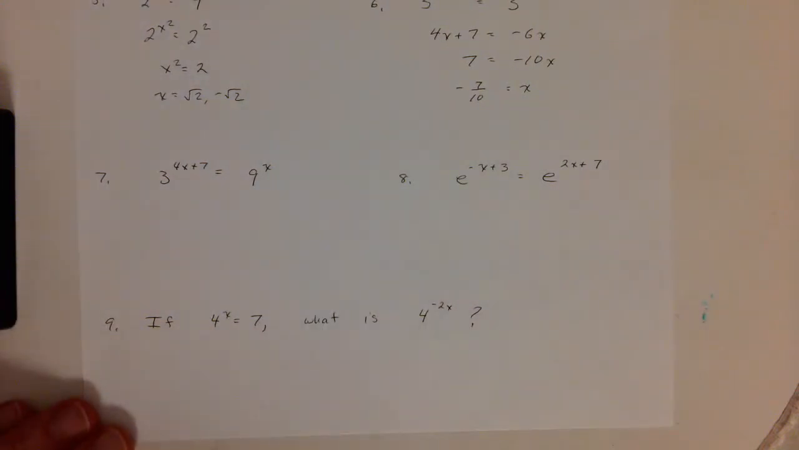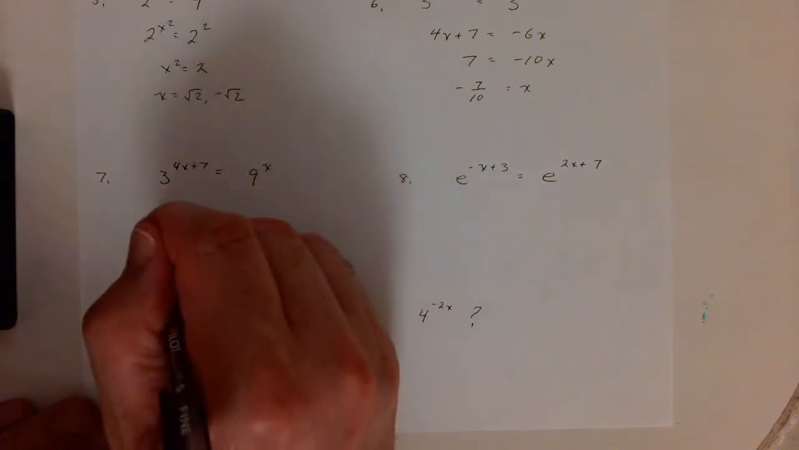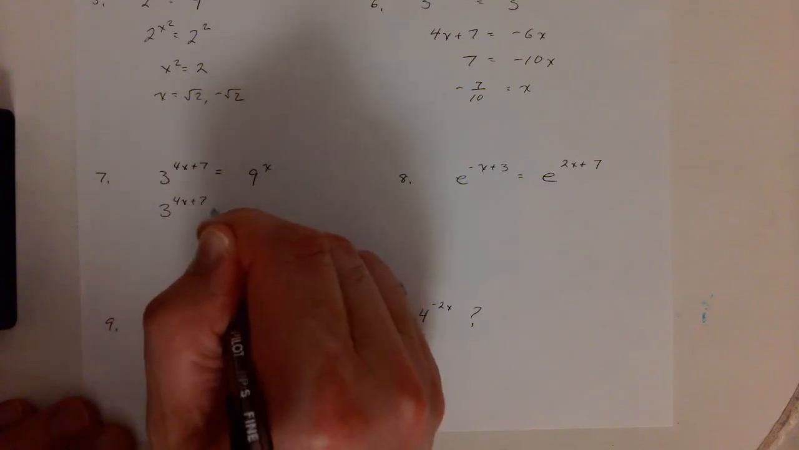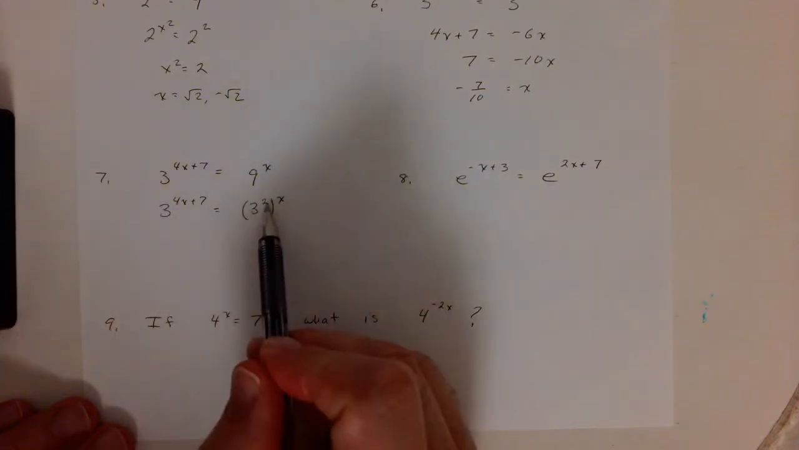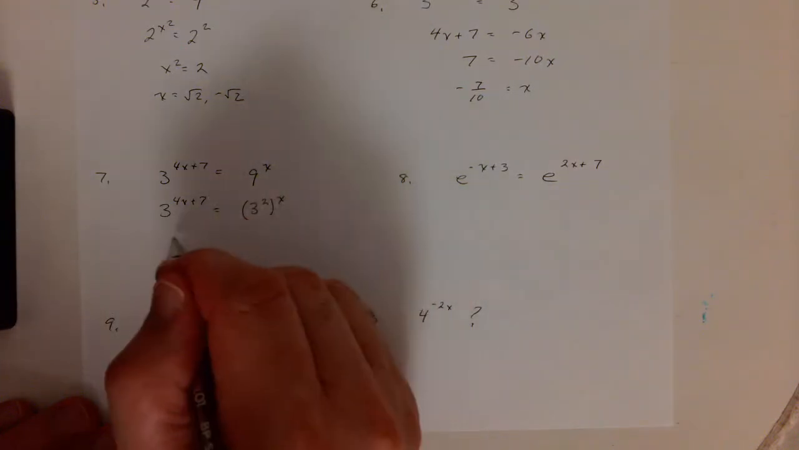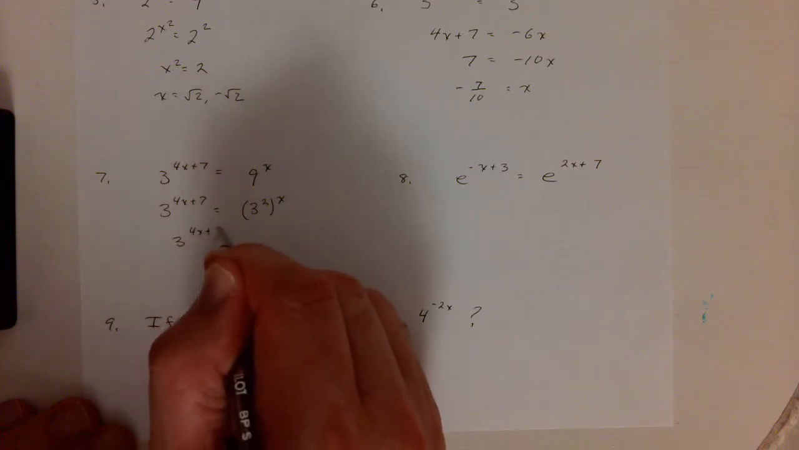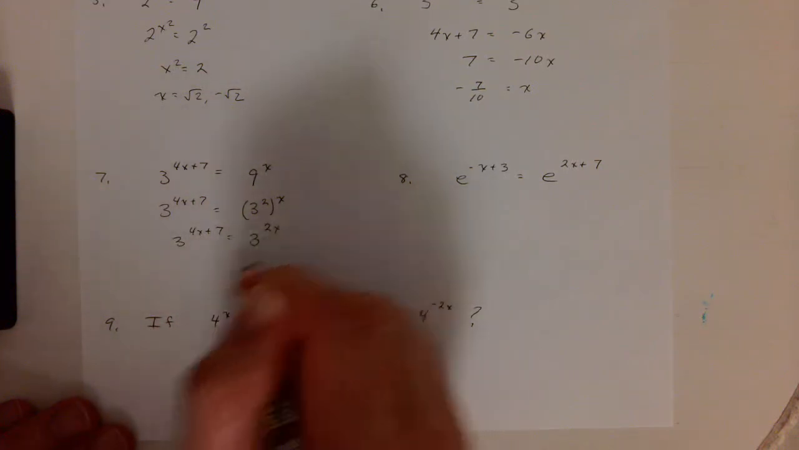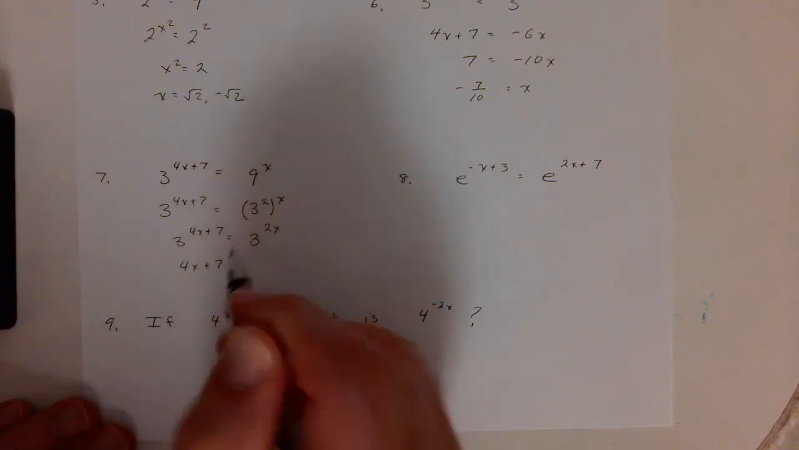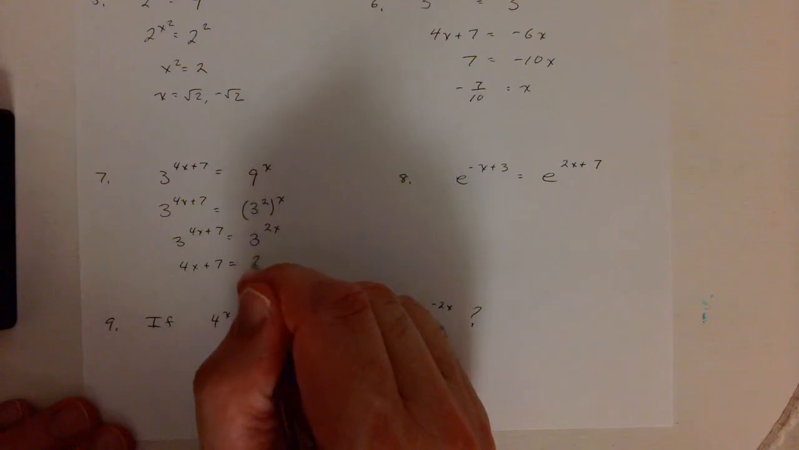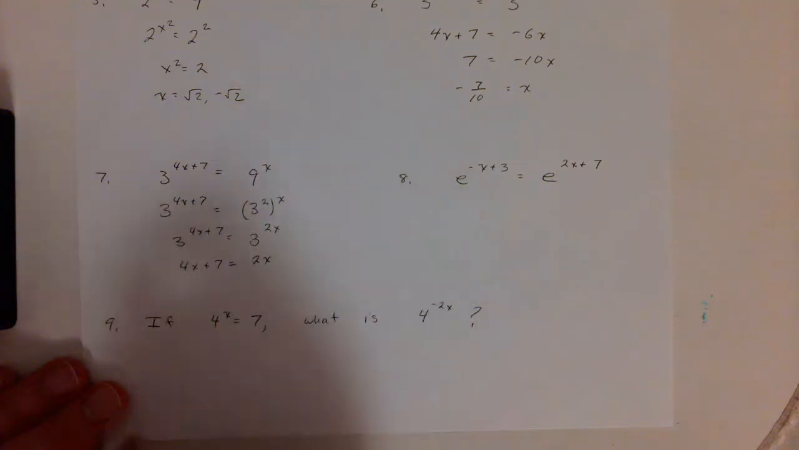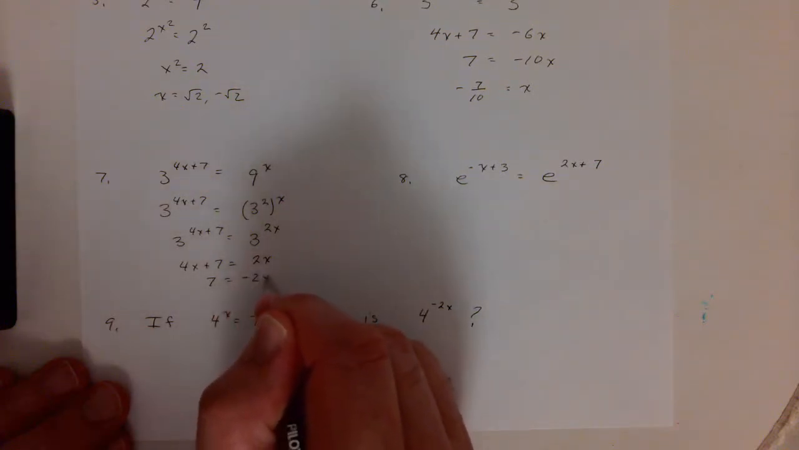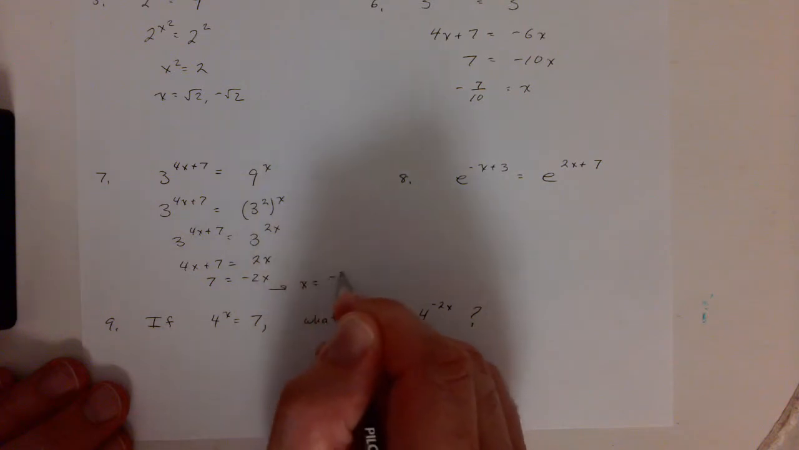I'll let you, maybe you can pause the video if you want. 9 is 3 squared. Okay, but we're still raising that to the x power. I think we can use properties of exponents, and this will be 3 to the 2x. So 4x plus 7 equals 2x. And so you can see that, subtract 4x from both sides, you get x is going to be negative 7/2.